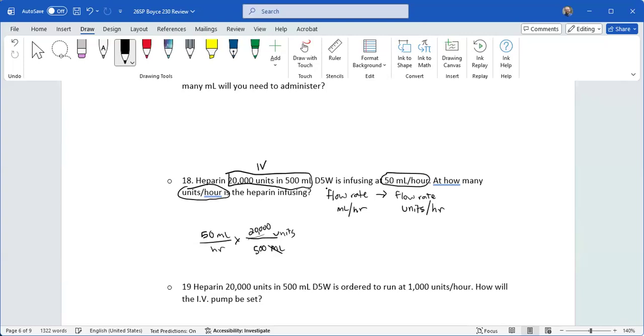So I cancel out milliliters. Before I do any math, I'm already in what I'm looking for, which is units per hour. So again, I'm just going to take my calculator, 50 times 20,000 divided by 500, and I'm going to get 2,000 units per hour.